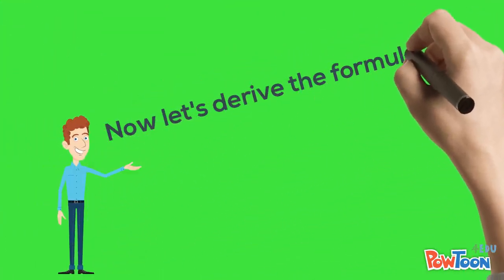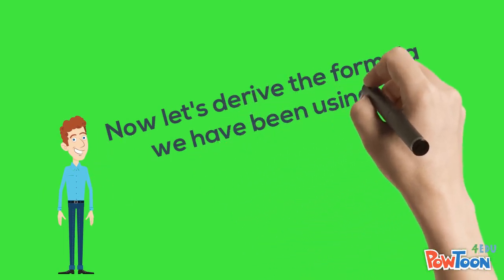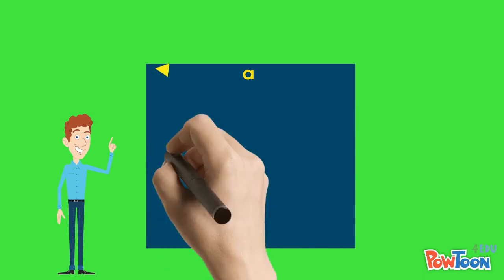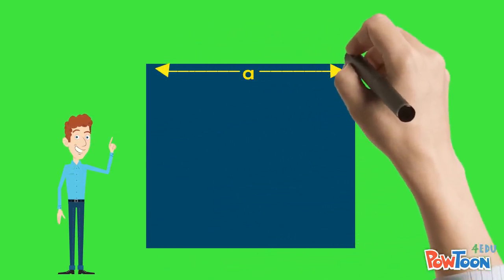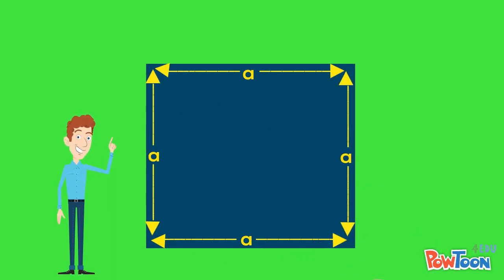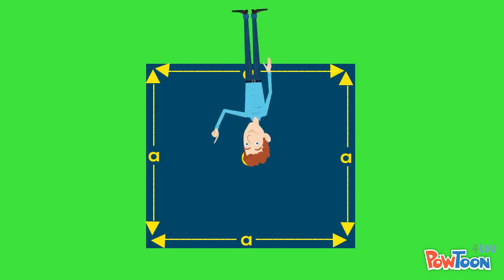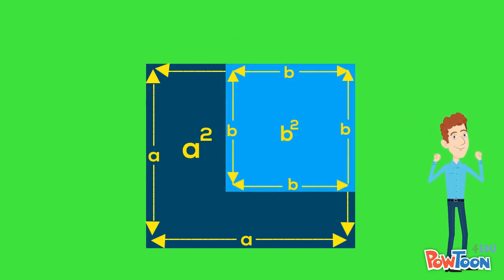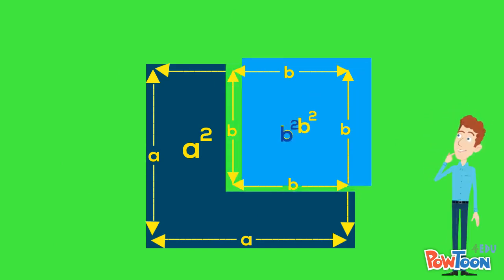Okay, let's derive the formula we have been using. Firstly, we need a square that is a wide and a high. To get the area, we multiply the length by the breadth and get a squared. Then we take a square that's b high and b wide with an area of b squared, and then we take it away.